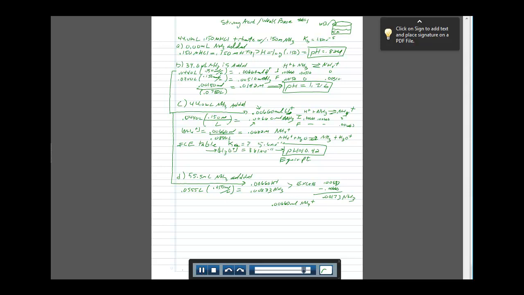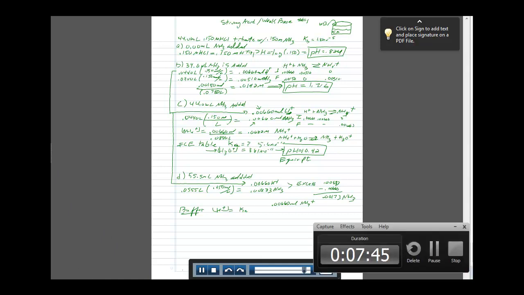Having both of these present, what I have is a buffer. The H+ concentration is going to be Ka times the acid, in this case the NH4, the number of moles of the NH4 over the number of moles of NH3. The Ka is 5.6 times 10 to the negative 10, the acid is 0.00660, and the number of moles of base is 0.00173. This gives me a hydrogen ion concentration equal to 2.14 times 10 to the negative 9, which is a pH equal to 8.670.